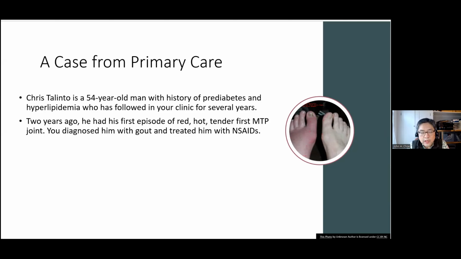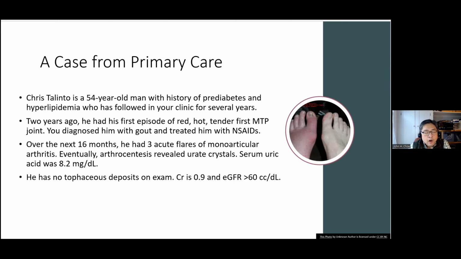2 years ago, he had his first episode of red hot and tender first MTP joint. You diagnosed him appropriately with gout and treated him with NSAIDs, and he got better. Over the next 16 months, he had 3 additional acute flares of monoarticular arthritis. And although you weren't able to get it on the first day, you finally got a joint space big enough and did an arthrocentesis, and indeed showed that he had urate crystals.